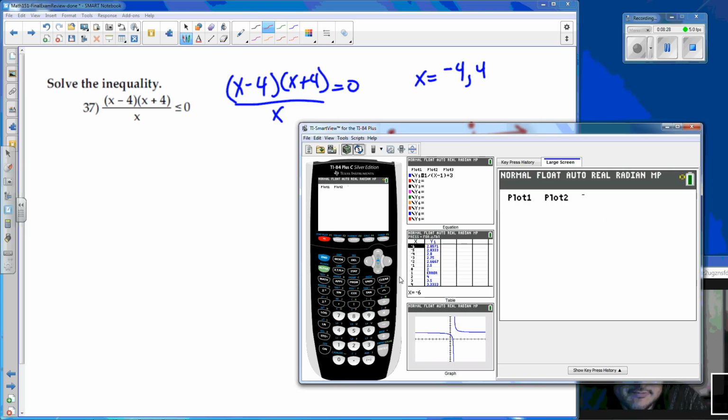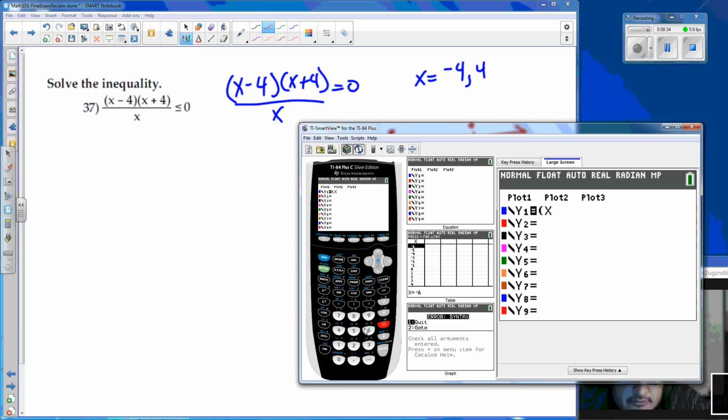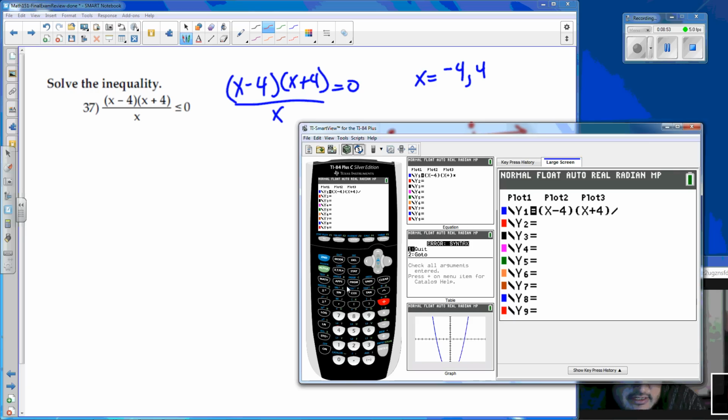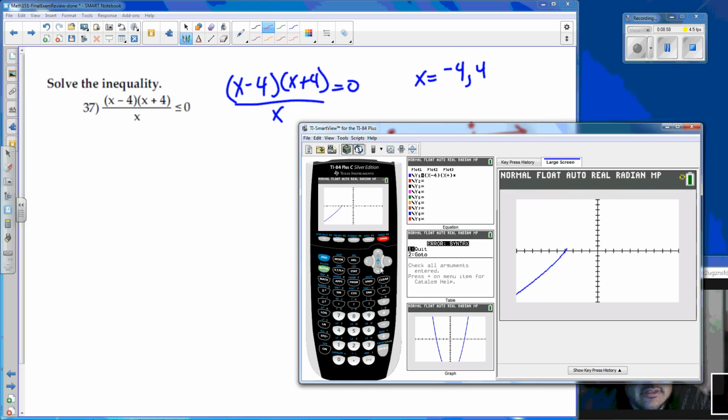So we graph it, and we have x minus 4, x plus 4, divided by x. Now usually I would put parentheses around the numerator, but in this case, by PEMDAS, since there's only one thing I'm dividing by, it should be okay. So we can see here where this is less than 0. It's less than 0 here.